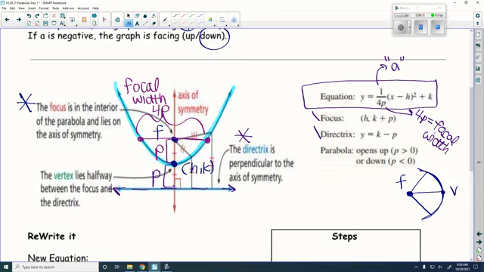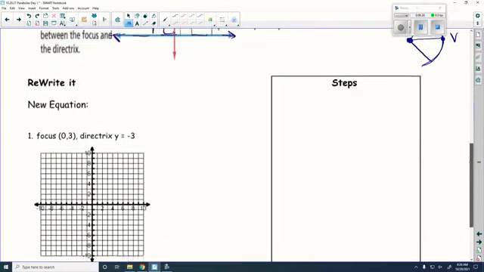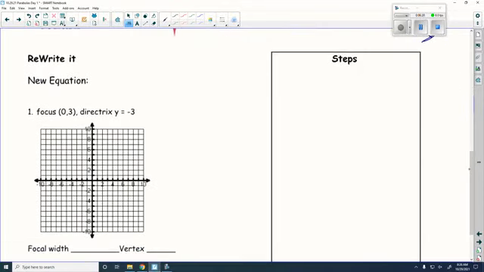All right, so we have the focus on the inside, p distance away from the vertex. We have the directrix on the outside, p distance away. And then we have our focal width, which is that 4p. Let's rewrite our new equation. We know our new equation is y equals 1 over 4p, (x minus h) squared plus k. Notice it's the same, it's just that instead of a, it's 1 over 4p.